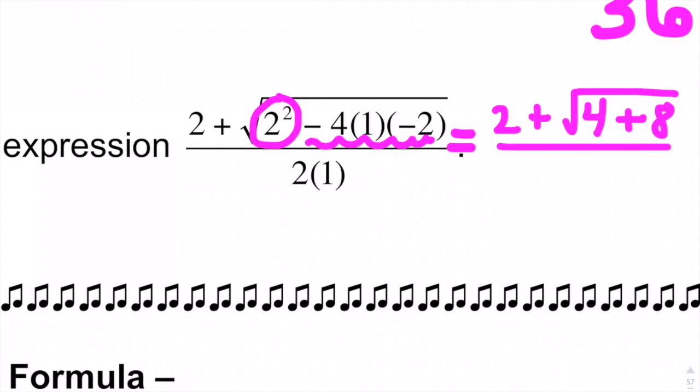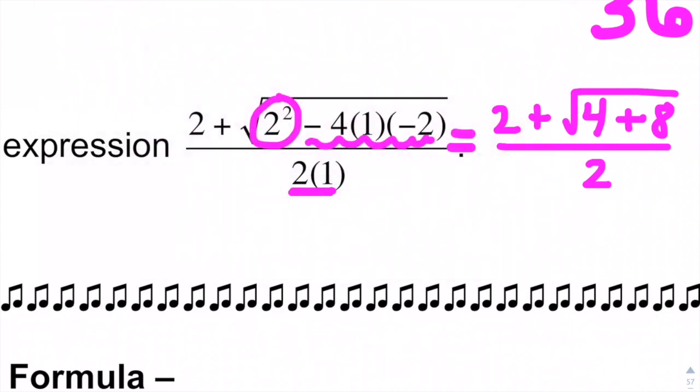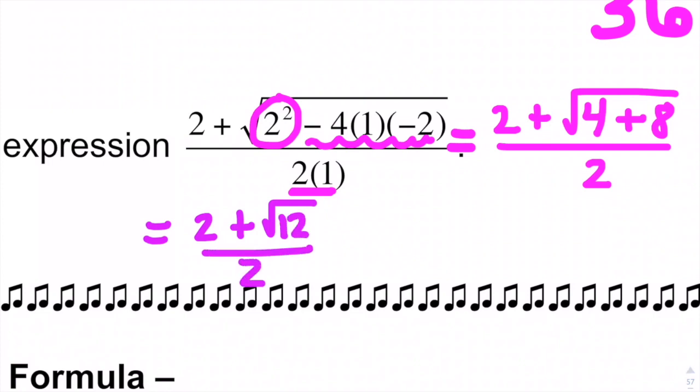On the bottom, we're also going to do that part. 2 times 1 is 2. So again, we left the 2 in the front by itself. We did 2 steps under the square root, and then we did the number on the bottom. So now we're going to continue to simplify, and I'm going to add the numbers inside the square root. I'm not doing anything else but adding the numbers inside. So the square root, and then 4 plus 8 is 12.